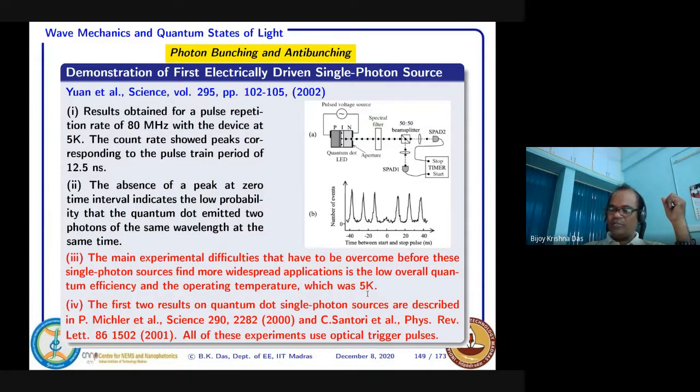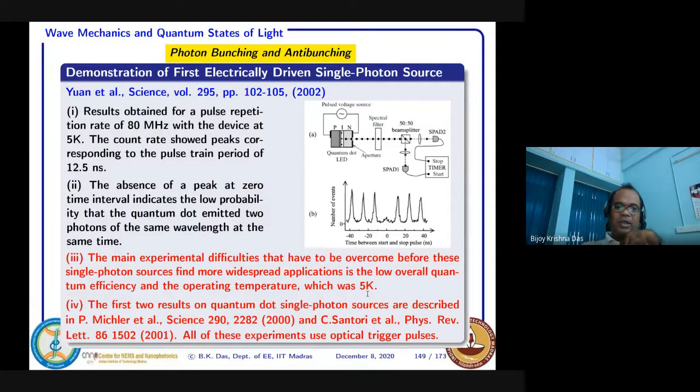I think whatever single photon or quantum photonics devices quantum computer people are developing, they are all basically a low temperature story. So that is one problem here also. For a single photon source you need low temperature.